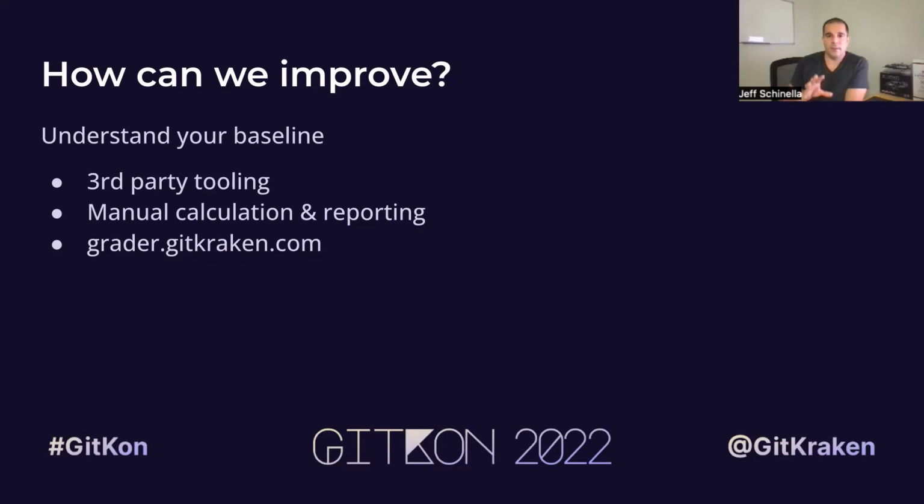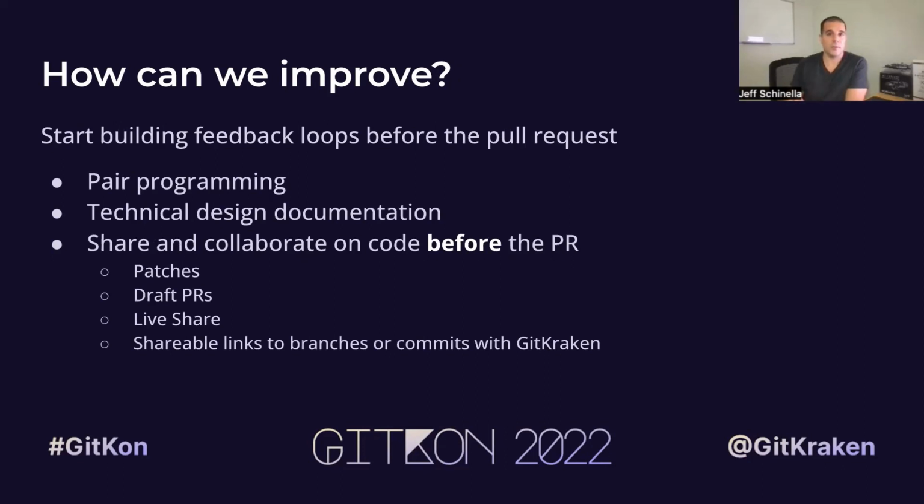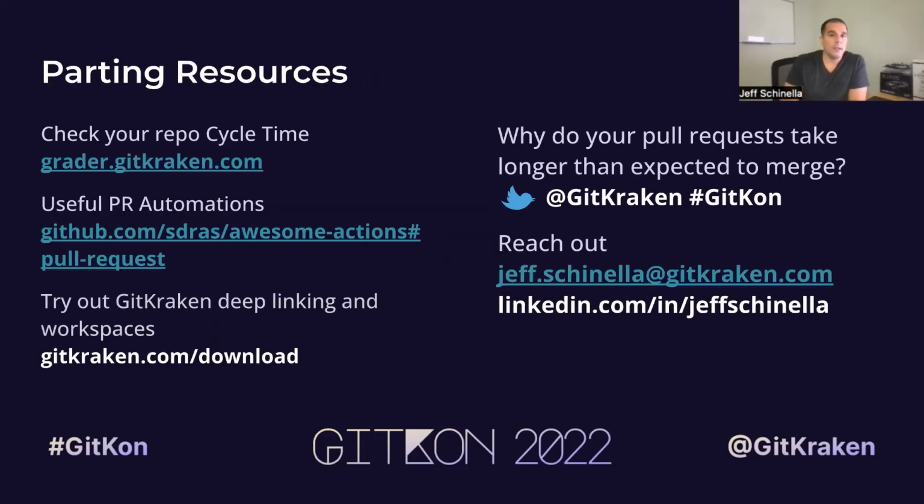And for fun, we spun up grader.gitkraken.com, which is just a simple single page web app. You can get a cycle time score for any repository on GitHub if you're interested. And once you have these baseline numbers, you can go ahead and use them as you start to make tweaks and adjustments. And that's pretty much it.